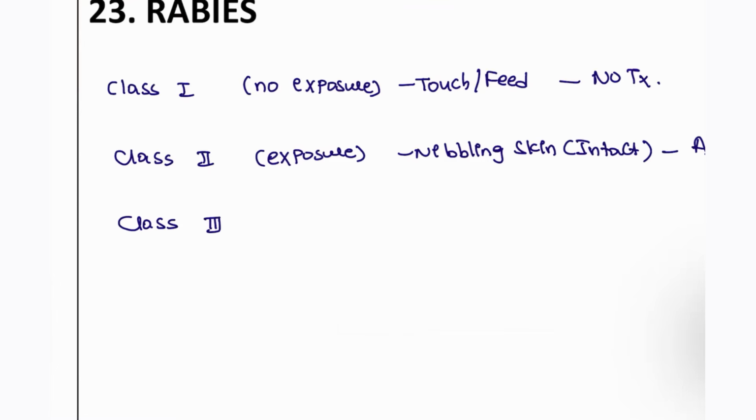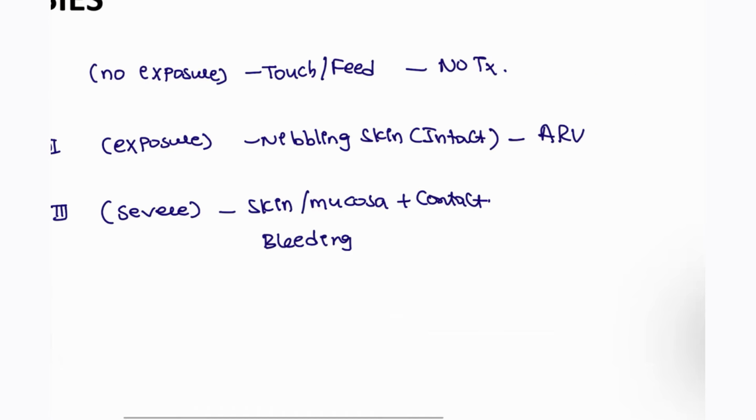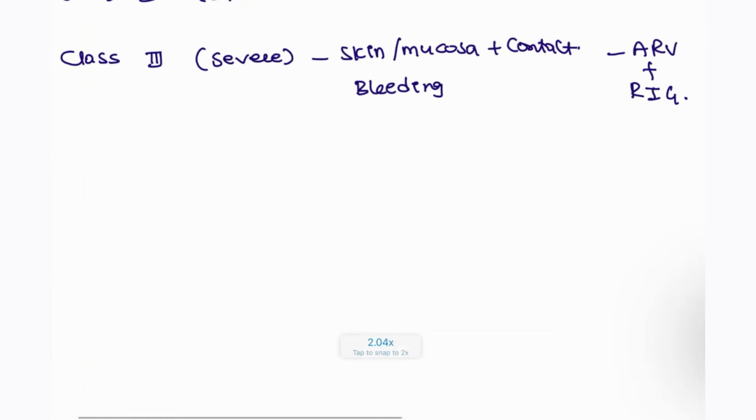Next, those who have severe exposure, meaning the skin or mucosa has come in contact with saliva or blood, or the patient is bleeding, all these patients we are going to give the ARV, and along with that, rabies immunoglobulin should be given. Next, the classification of the exposure. Post exposure prophylaxis.